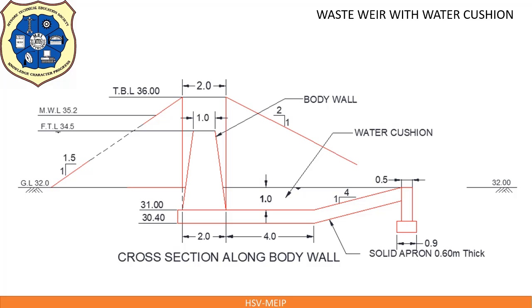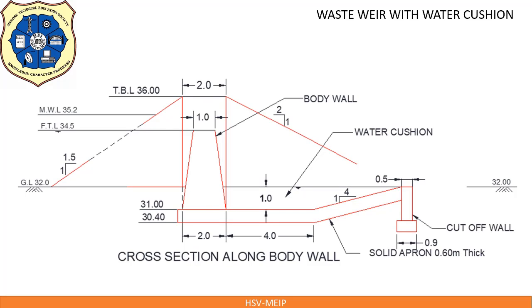Now beyond the solid apron, draw cut-off wall of 0.5 meter thick, and depth can be extended up to hard rock level with the concrete bed of 0.6. Label the cut-off wall portion with proper dimensions.